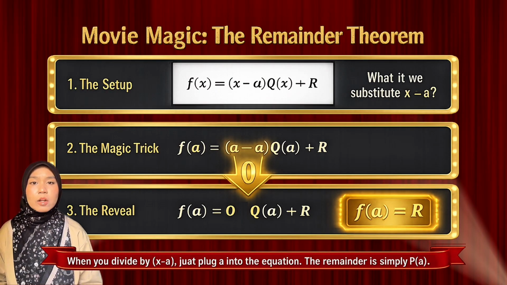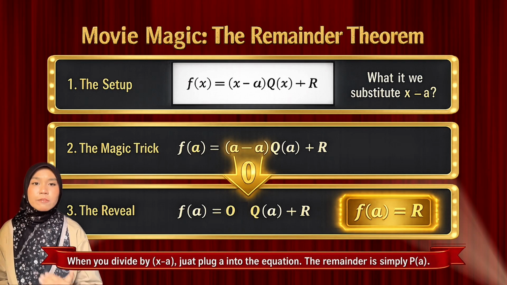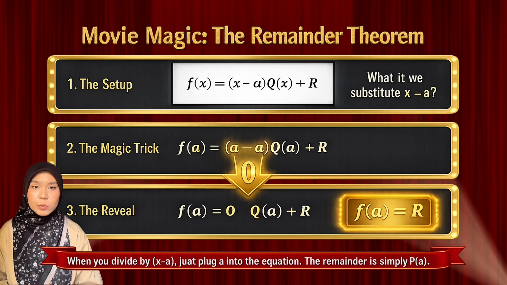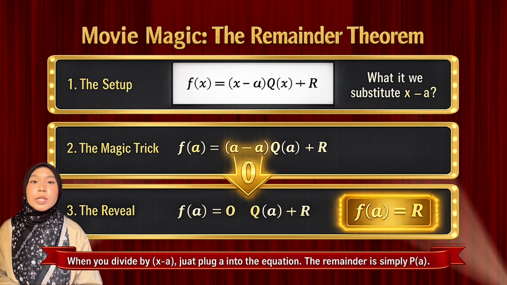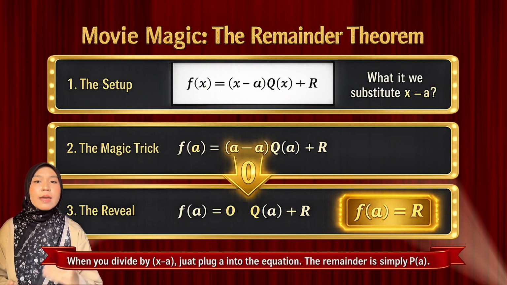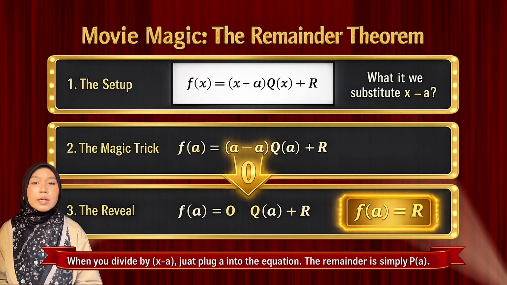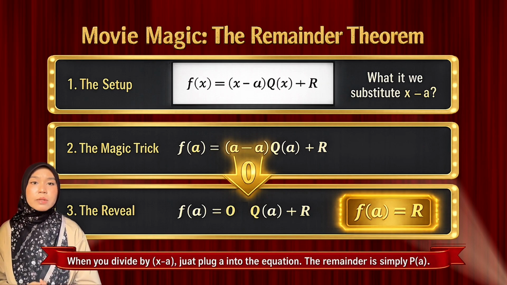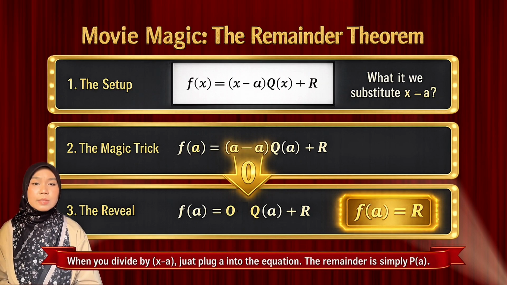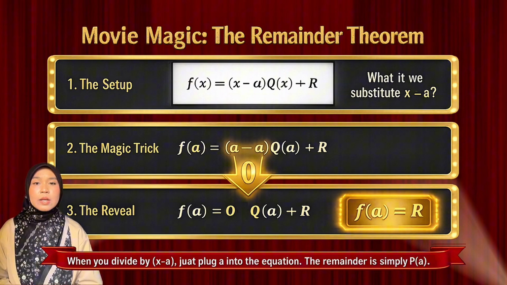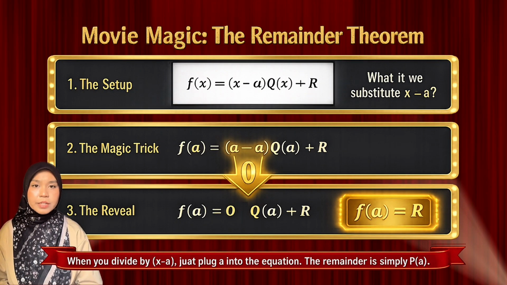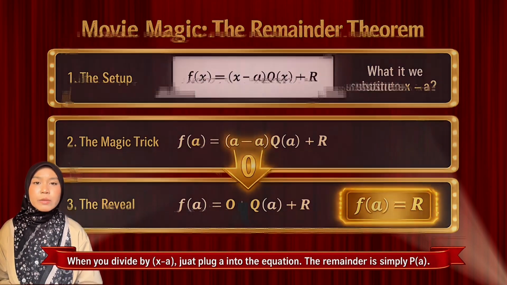Instead of performing long division, we only need to substitute the value of a into the polynomial. When we substitute a for x in the equation, the factor becomes 0, and 0 multiplied by q(x) also becomes 0. So the last reveal: f(a) equal to r, which is the remainder. The remainder theorem states that if a polynomial p(x) is divided by x minus a, then the remainder is simply p(a). This saves both time and effort, especially when dealing with high degree polynomials.